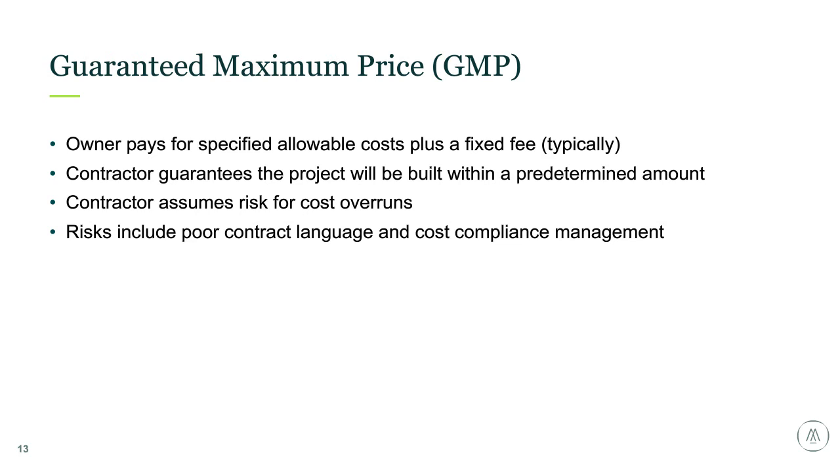And finally, the guaranteed maximum price. Owner pays a specified allowable cost plus a fixed fee, typically fixed fee or fixed fee percentage. Contractor guarantees the project will be built within a predetermined amount. The contractor assumes risk for cost overruns unless they do a change order to you to recoup. And risks include poor contract language and cost compliance management.